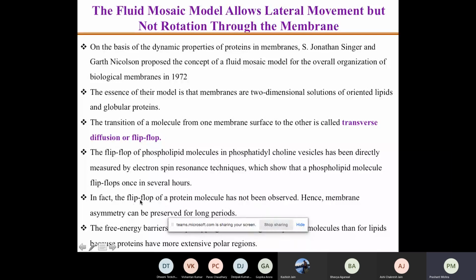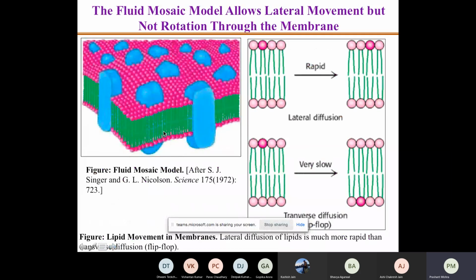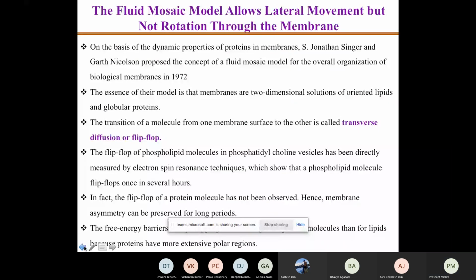And if it is not observed, what will happen? There is asymmetry which will remain. Asymmetry means that the lipids which are present in the upper half will remain in the upper half. The lipids which are present in the lower half will remain in the lower half. And in the same way, the protein which is present in the upper half of the membrane will remain in the upper half. The protein which is present in the lower half will remain in the lower half. So this way, they maintain their asymmetry.